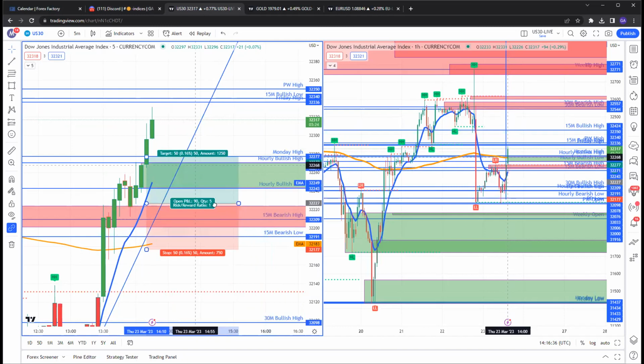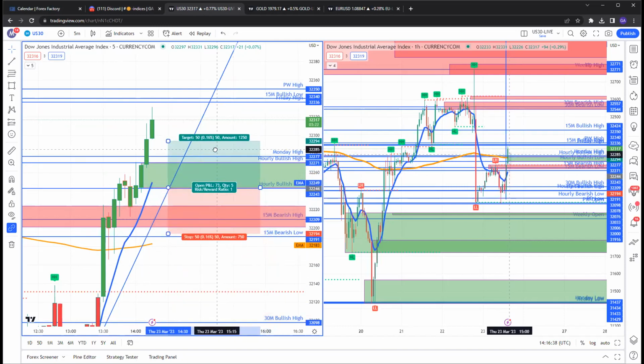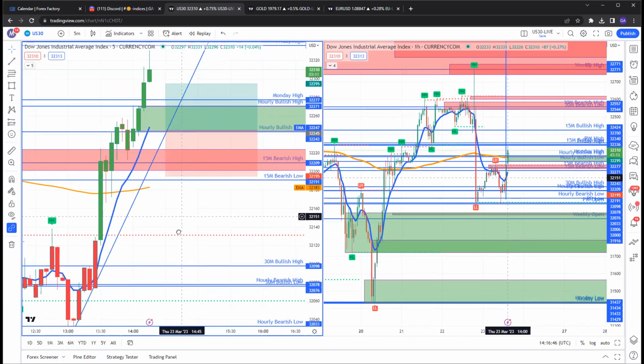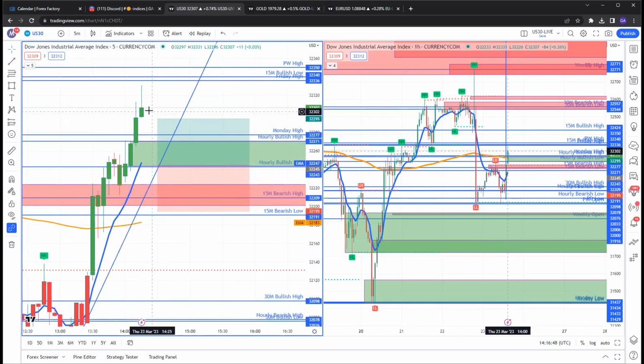But look at where price is right now, right? And look at where the trend line is. So if we get a retest of the trend line, it's more than likely going to fall on the hourly bullish low area. So now this would be an even better buy. So I do see US 30 going up this way, coming back down, retesting this trend line.